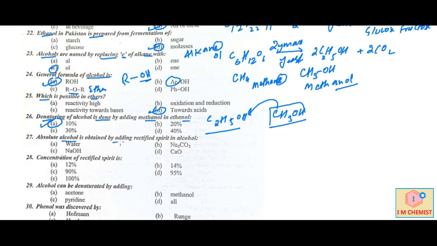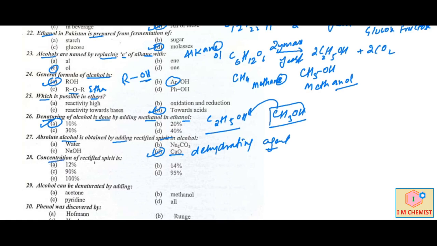Absolute alcohol can be obtained by adding rectified spirit in alcohol. So option number D would be correct, that is calcium oxide, that is known as a dehydrating agent. It will absorb the moisture or water, and hence you will get absolute alcohol.